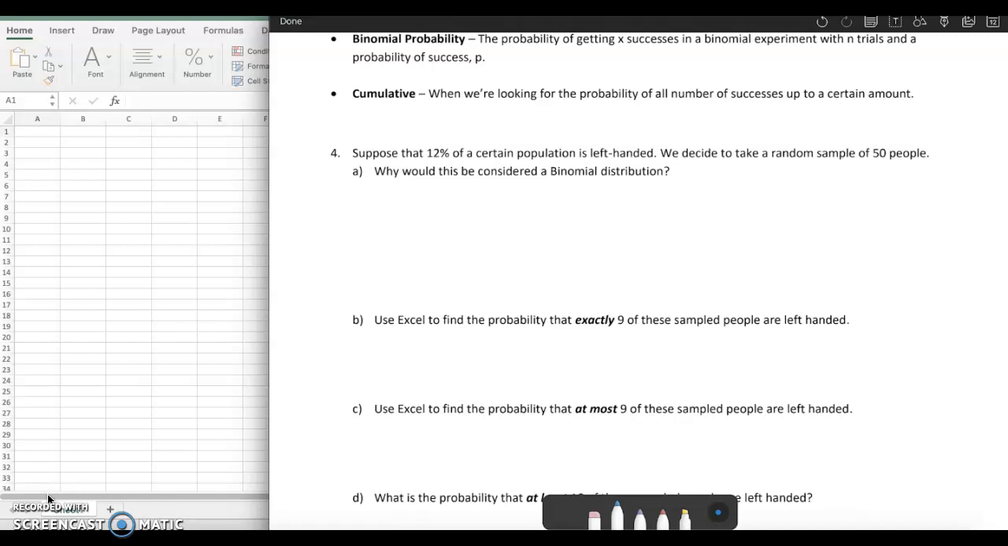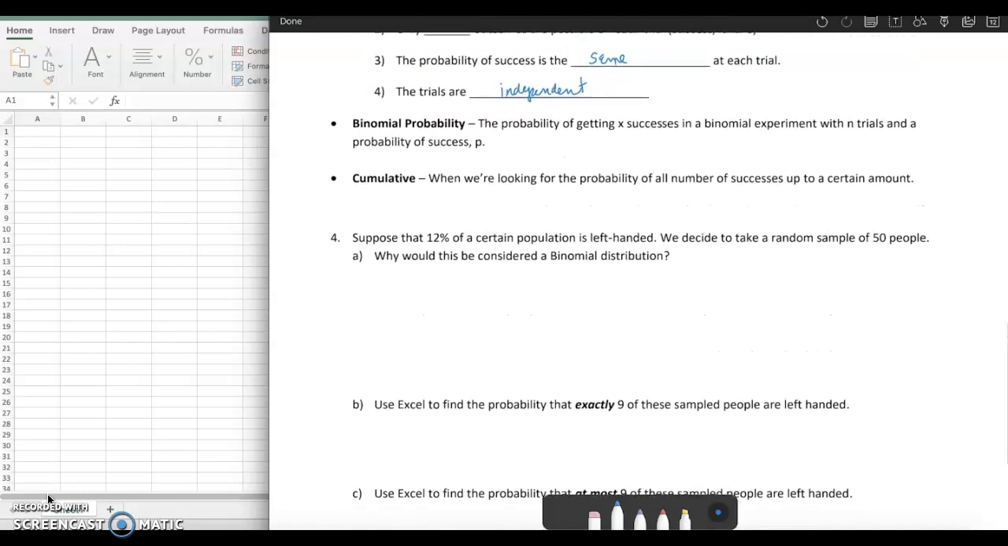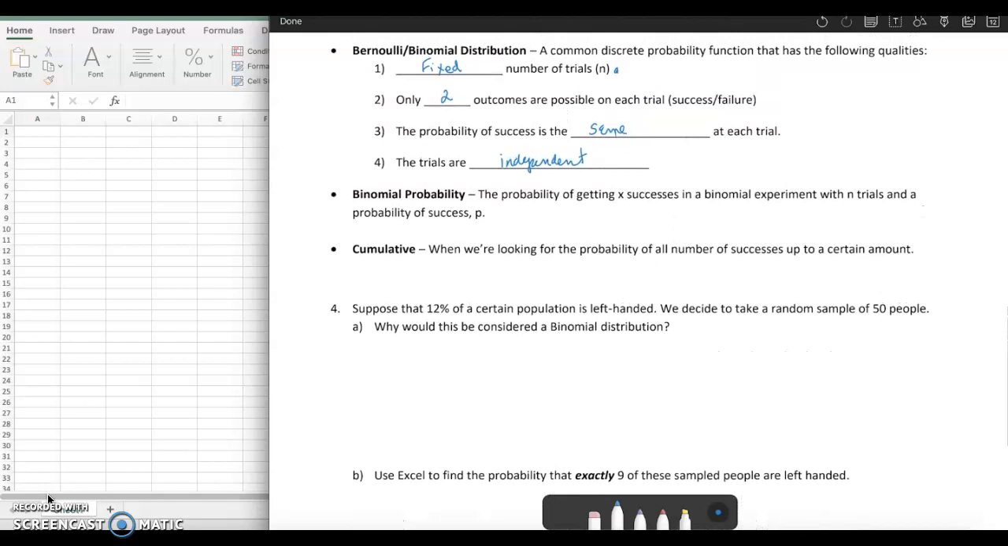So let's see, does it hit all four of these criteria? Are there a fixed number of trials? Yes, there are, because we're taking a random sample of 50 people. So we're going to take 50 people, and then at the 50th person, we stop. It's a fixed number. We wouldn't continue anymore. So we've got a fixed number of trials. Okay, so we hit that.